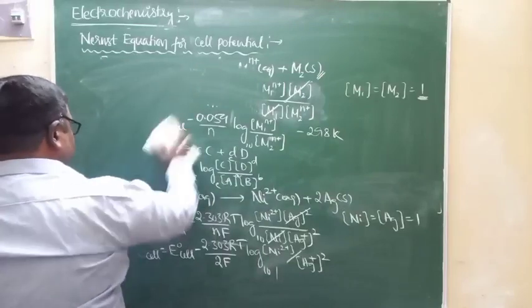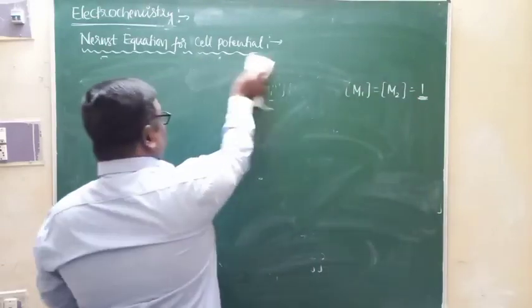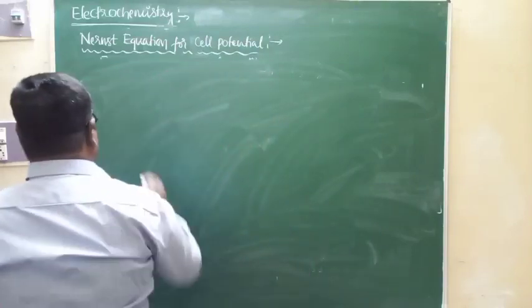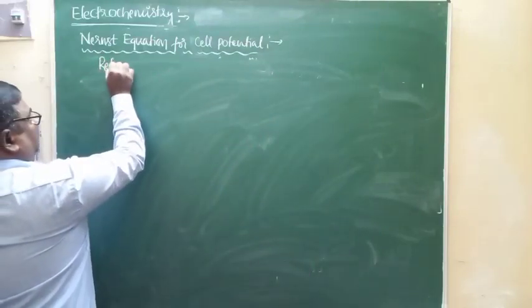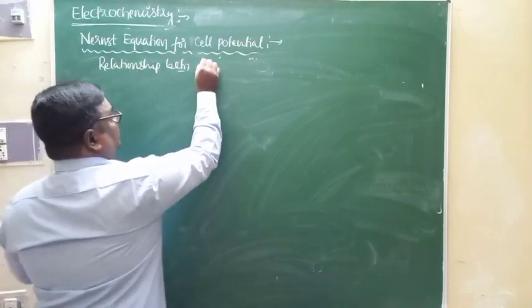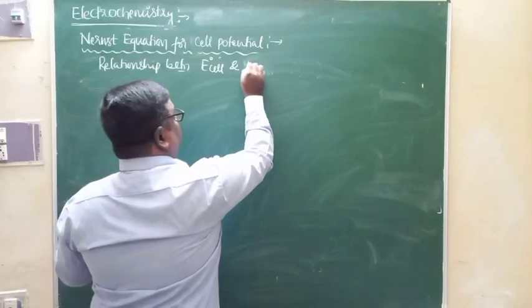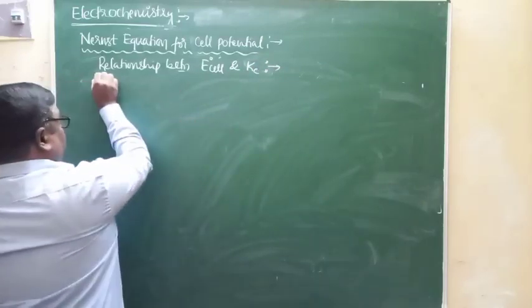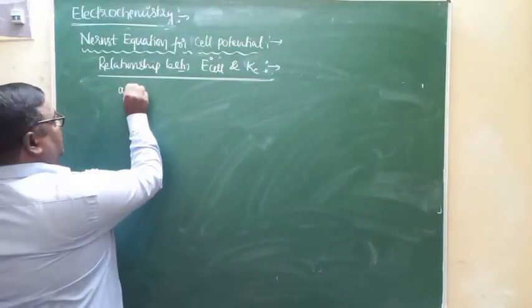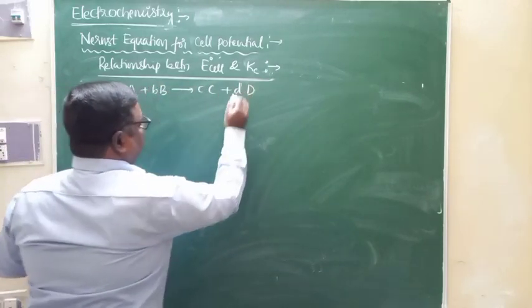Now at this moment, let me take up the relationship between E naught of cell and the equilibrium constant, that is, the relationship between standard cell potential and equilibrium constant. Consider a reaction of the type aA plus bB gives cC plus dD. This is one cell reaction.